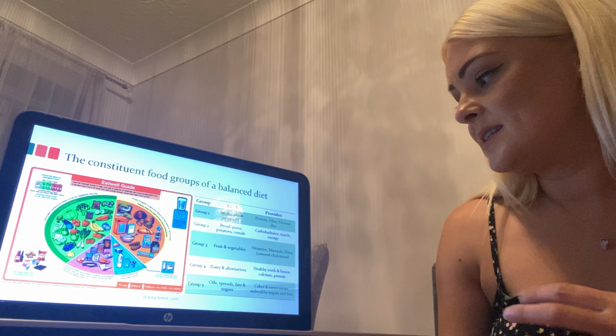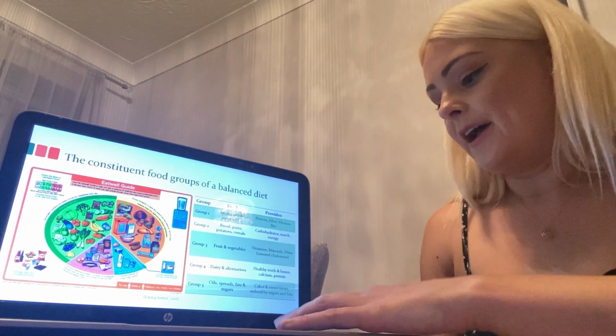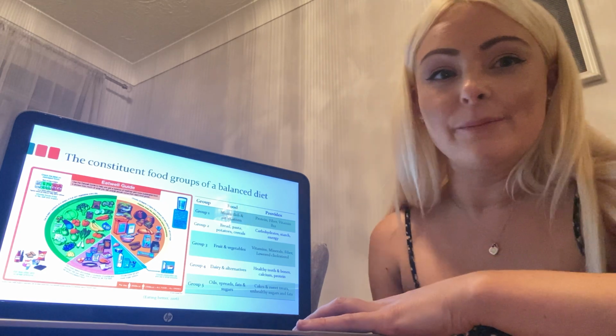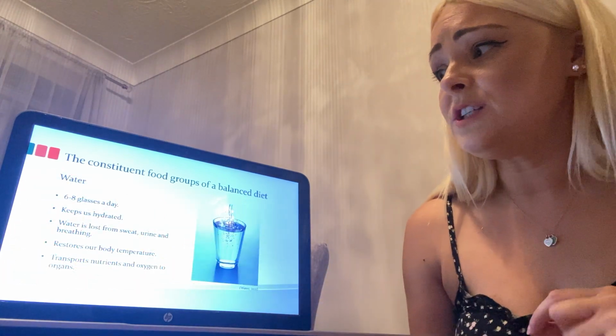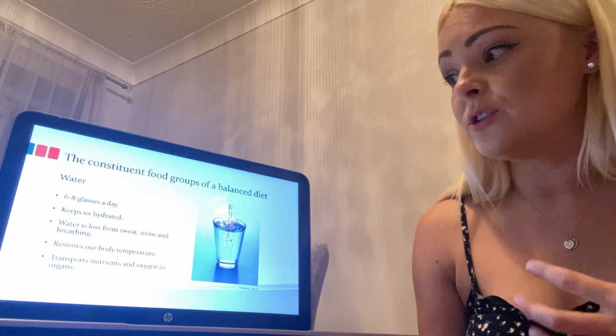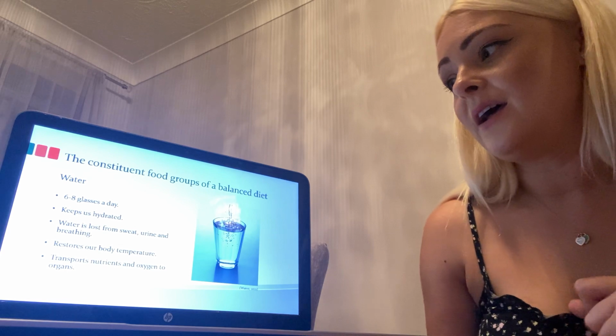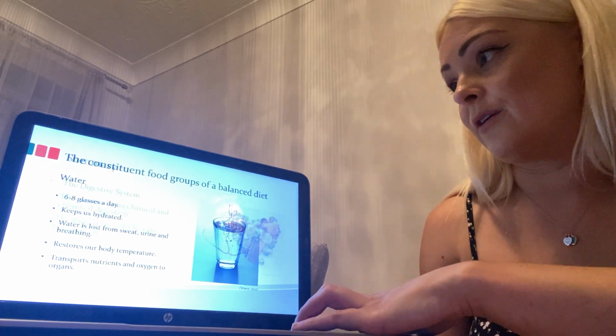Group 5 is all spreads, a lot of fatty sweets and cakes, unhealthy things like sugars and fats that can cause health problems in the future like diabetes and heart problems. Water, we're recommended to have 8 glasses a day, keeps us hydrated. We lose a lot of water from sweat, urine and breathing. It regulates our body temperature and it transports nutrients and oxygen to our organs.